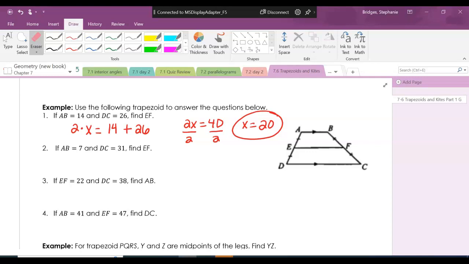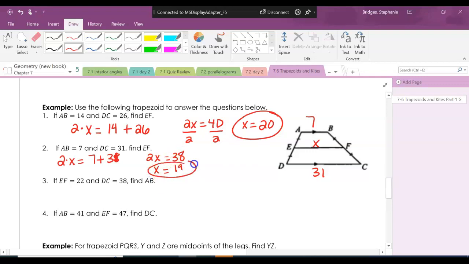What is AB? 7. Okay, what is DC? And then EF we don't know again, so we're going to call it X. Okay. So again, 2 times my mid-segment, so 2 times X equals my top base plus my bottom base. So 2X is going to equal what? Okay, and so therefore X is going to equal 19.